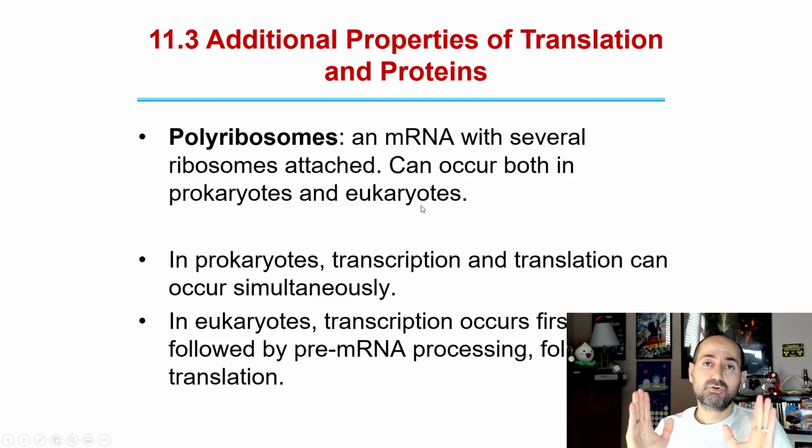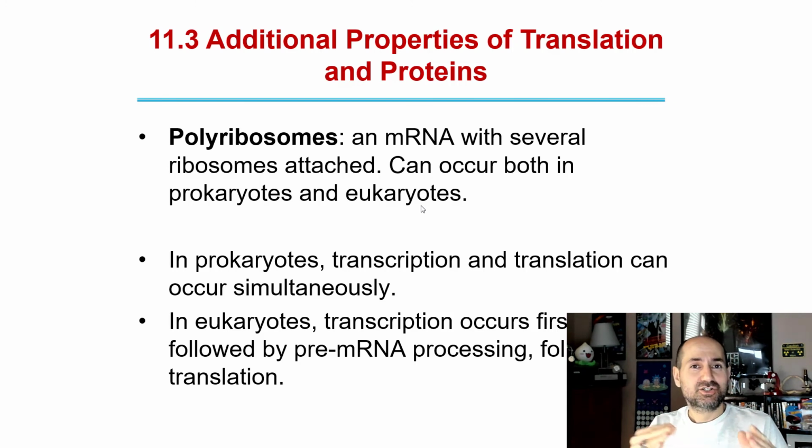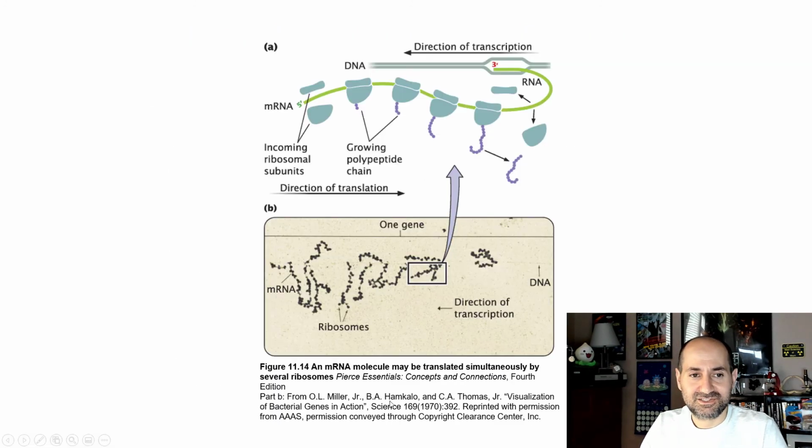But remember, very importantly, transcription and translation can occur at the same time only in prokaryotes, not in eukaryotes. However, individual mRNA can form polyribosomes in both prokaryotes and eukaryotes. So in prokaryotes, transcription and translation can occur simultaneously. In eukaryotes, transcription occurs first, followed by pre-mRNA processing. Remember the 5' cap, 3' poly A tail, and the splicing out of the introns, followed by translation.